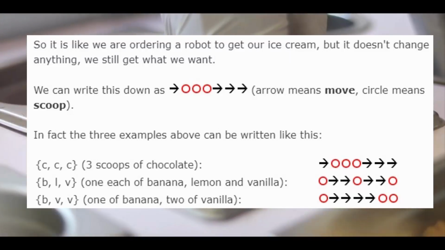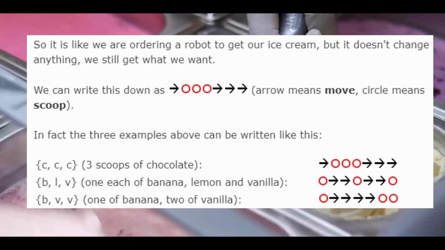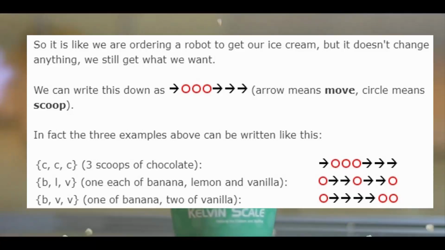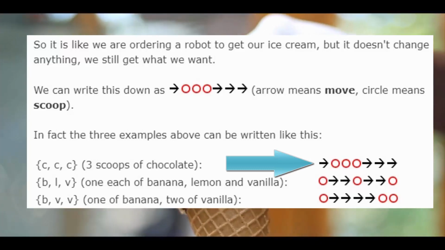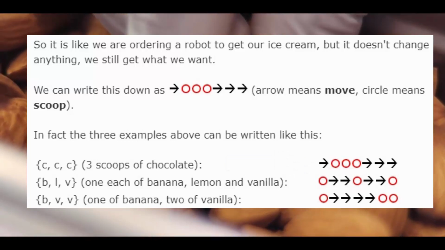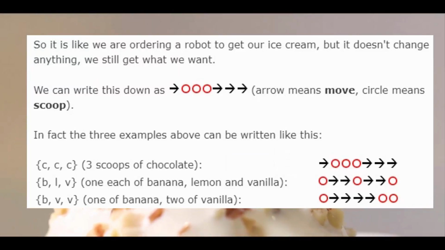One of banana, lemon, and vanilla, and then 1 of banana and 2 of vanilla. I can look at it mathematically as this. I could say for the first one, move, scoop, scoop, scoop, move, move, move. Just for example, there's more than this that are coming. I'm just trying to show you 3 of these. So basically our algorithm could be move, scoop, scoop, scoop, move, move, move.